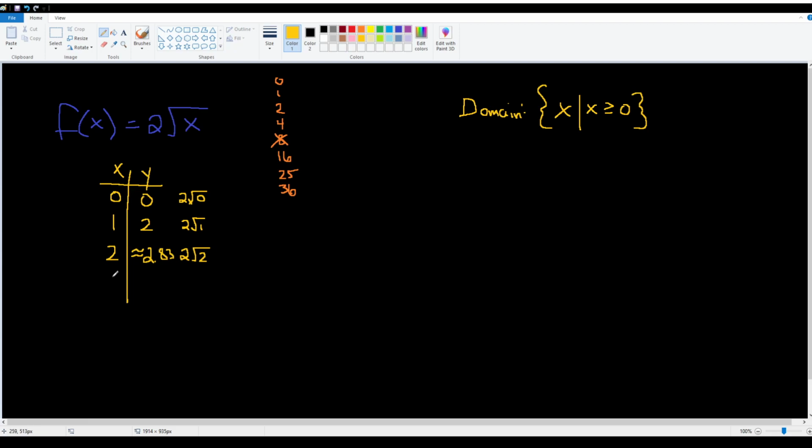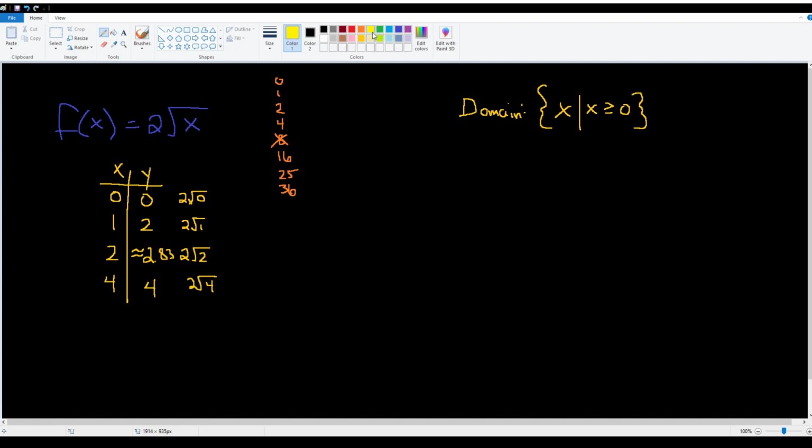So you can see why it may not be advantageous to just go 0, 1, 2, 3, 4, because you're going to get some decimals there. But it's fine. So let's go with 4. If I plugged in 4 for x, I'd have 2 times the square root of 4. The square root of 4 is 2. 2 times 2 gives us 4. So we're able to get this xy chart that I can use to graph.